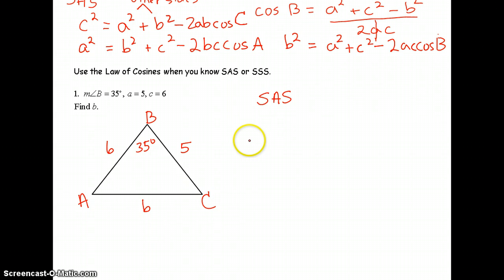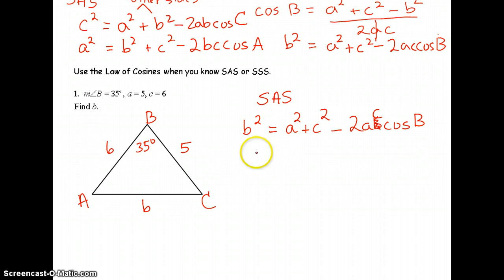So since it's the side I'm trying to find, remember we start off with it squared. B squared equals, and then you take the other two letters. Okay, so the other two letters are A, so I'm going to put A squared plus C squared, and then we subtract 2 times that AB, and then we multiply it times the cosine. Oh, I made a mistake. This should have been what? AC, right? And then the cosine of B.